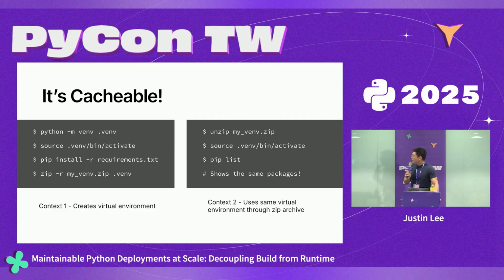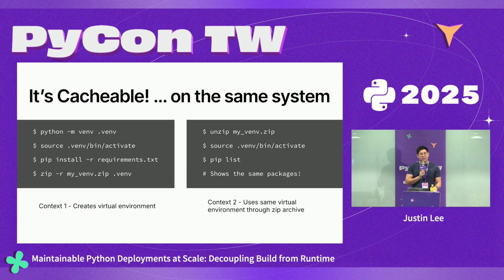And so in most cases, if you just download a zip and show the packages, they're there. This runs a lot more quickly than running pip install and actually installing the packages on demand. So this way, you don't have to wait for your Python dependencies to install. You can just use a cached version of the virtual environment.